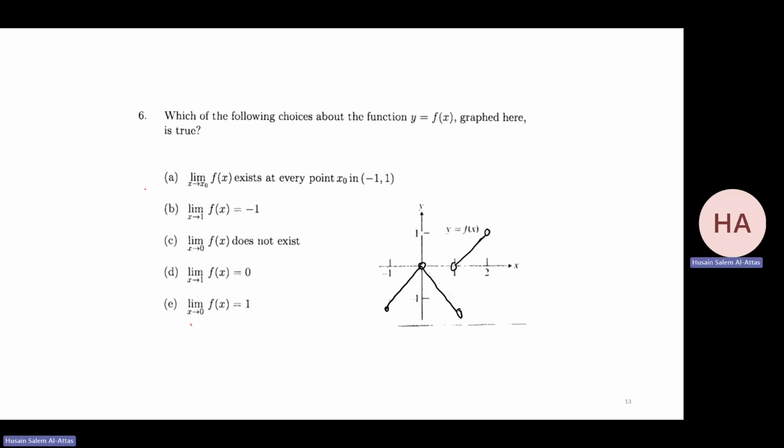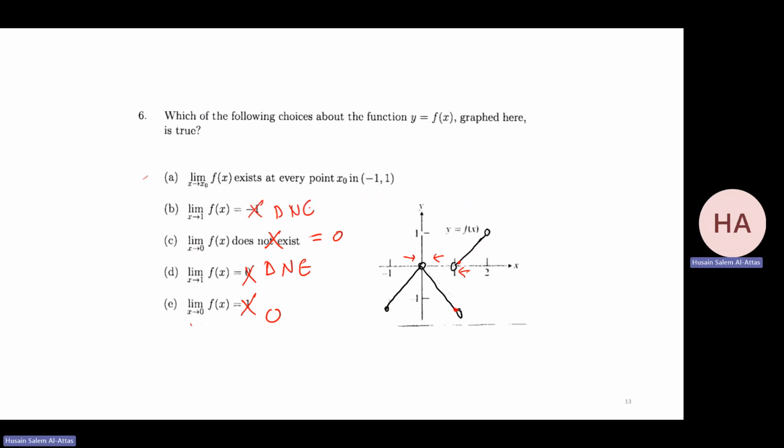Limit s goes, I know this is the correct answer, but let me do it backward. S goes to 0. X goes to 0 from this side or from this side. I'm going to 0. So this is not 1. This is 0. X goes to 1. Right not equal left. Right will be here, left will be here. So this does not exist. 0, we said it's 0. So this is wrong. Goes to 1, we said it does not exist.